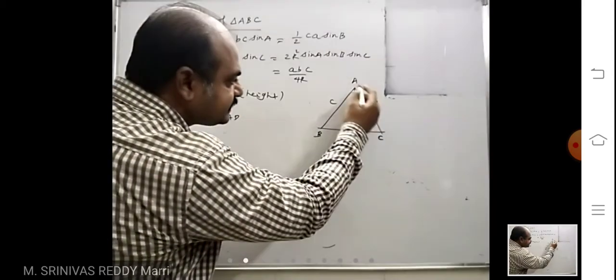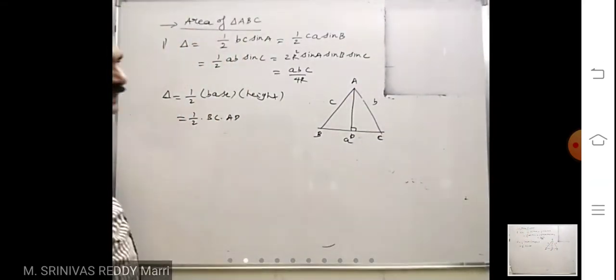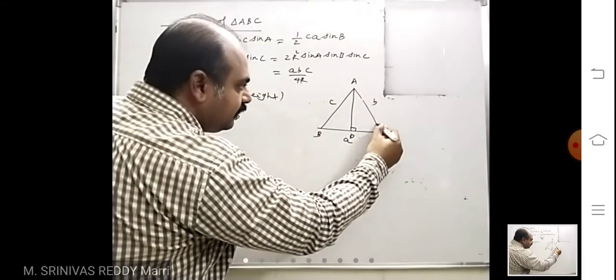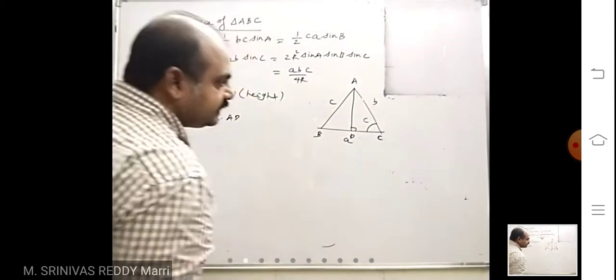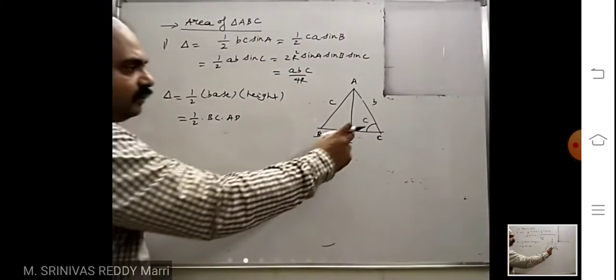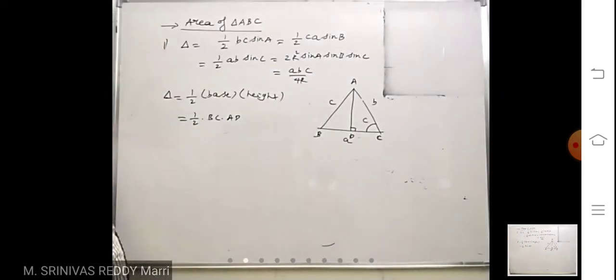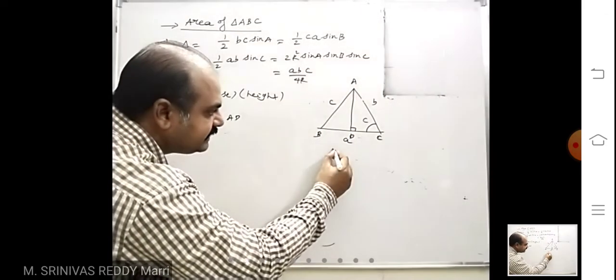Now in this triangle, ADC is a right angle triangle. This is angle C. I want to calculate the height. Now the opposite side is AD. Now I am writing sin C.